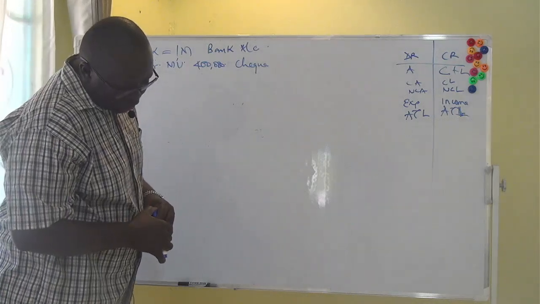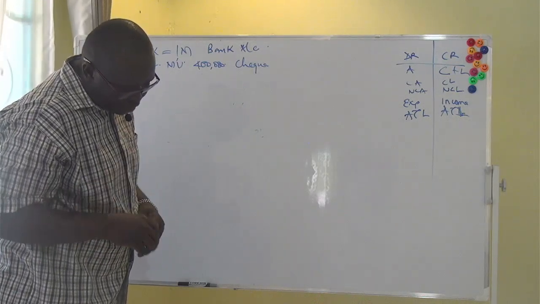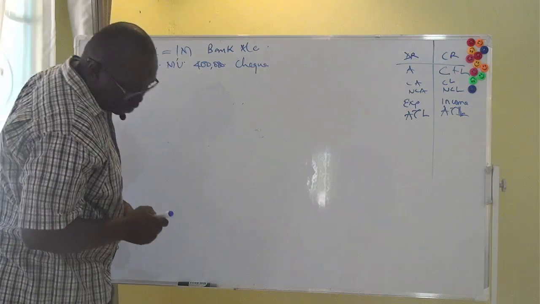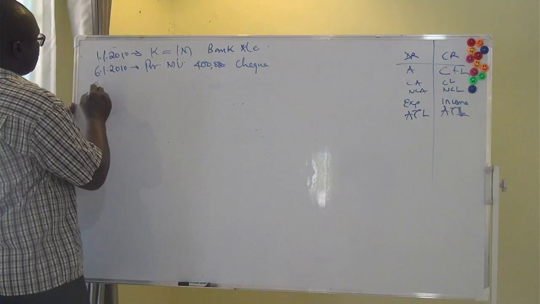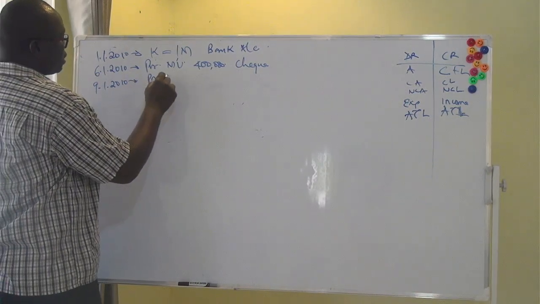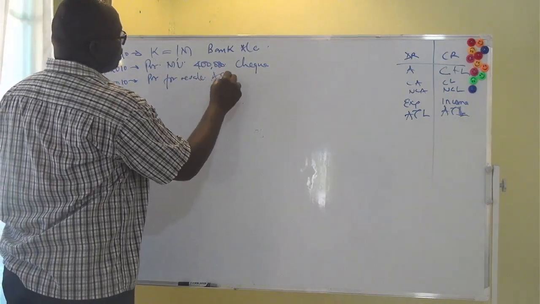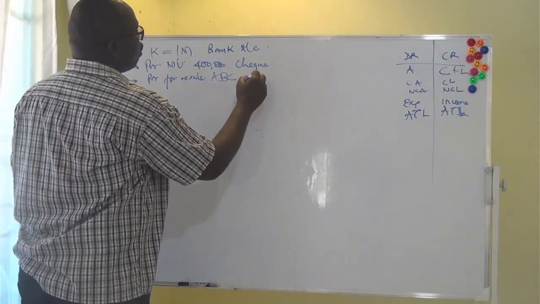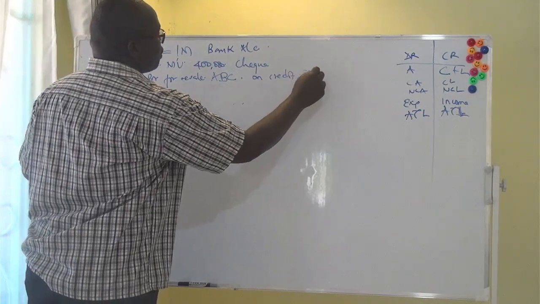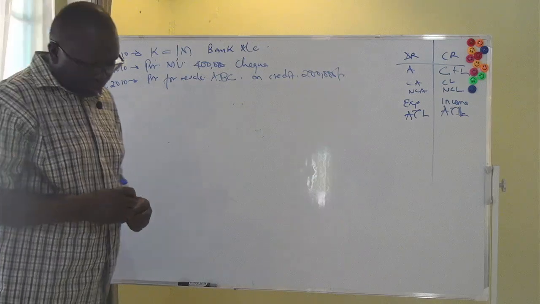Then on the 9th of January 2010, he purchased goods for resale on credit from ABC Company Limited, and they were worth 200,000 shillings.